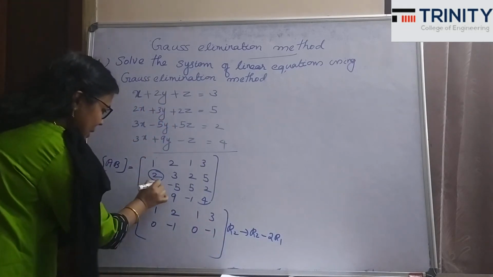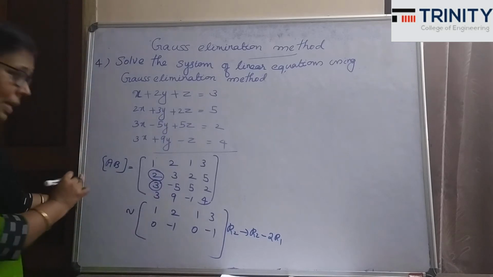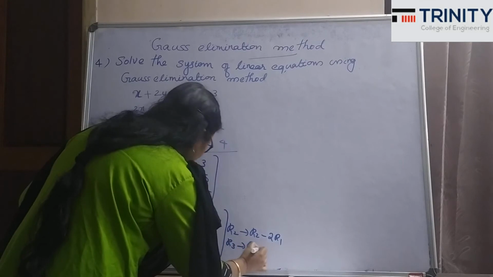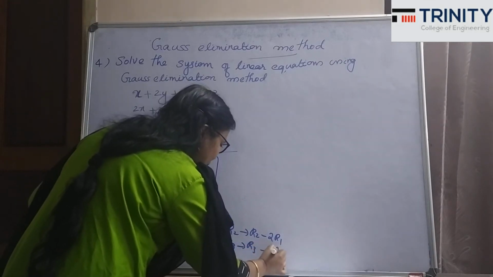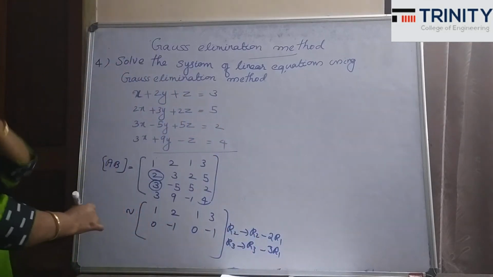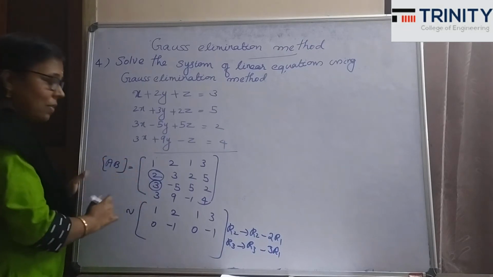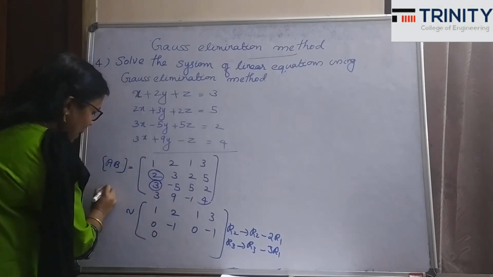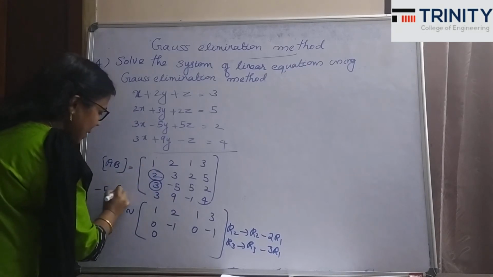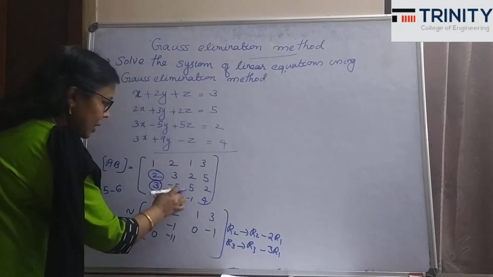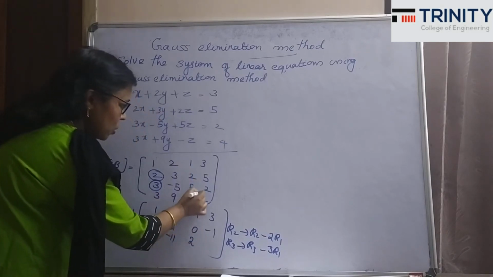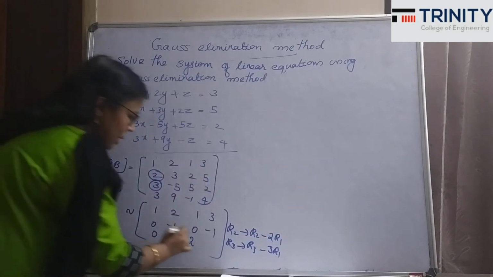Now we have to change this 3 as 0. That is R3 becomes R3 minus 3 times R1. That is 3 minus 3, 0. Minus 5 minus 6, minus 11. Then 5 minus 3, 2. 2 minus 9, minus 7.